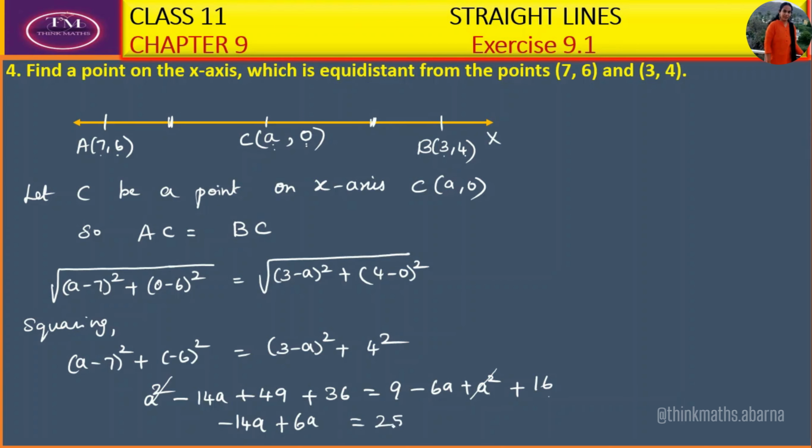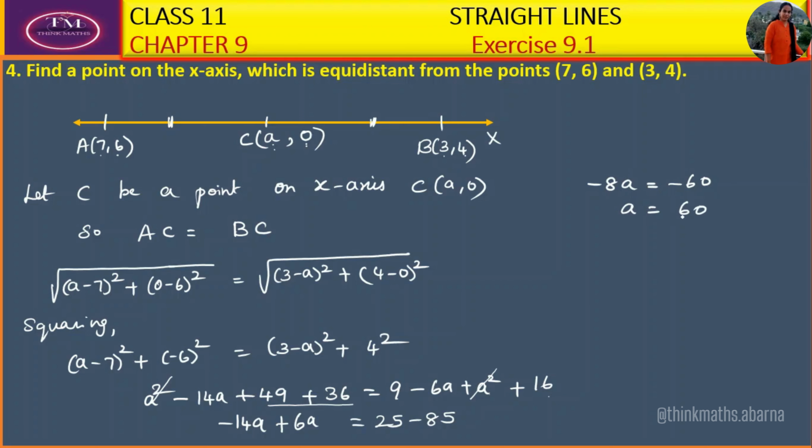It is 25. And if we add these two, it is 85. So plus 85 will become minus 85. So minus 14 plus 6, 6a is minus 8a. So minus 8a will be equal to 25 minus 85, which is minus 60. So both the negatives get cancelled. So a will be equal to 60 by 8.